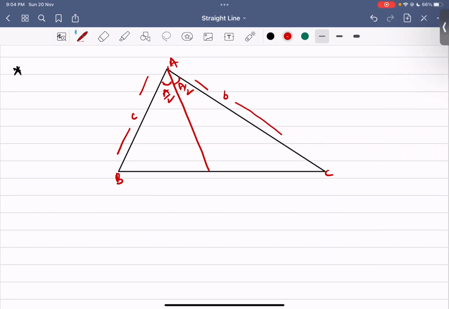Here the statement is what? Here I will write the result. Suppose this is some D. Now the result is AB is to AC is equal to BD is to DC is equal to c by b. This is the thing. Particularly this one, right?